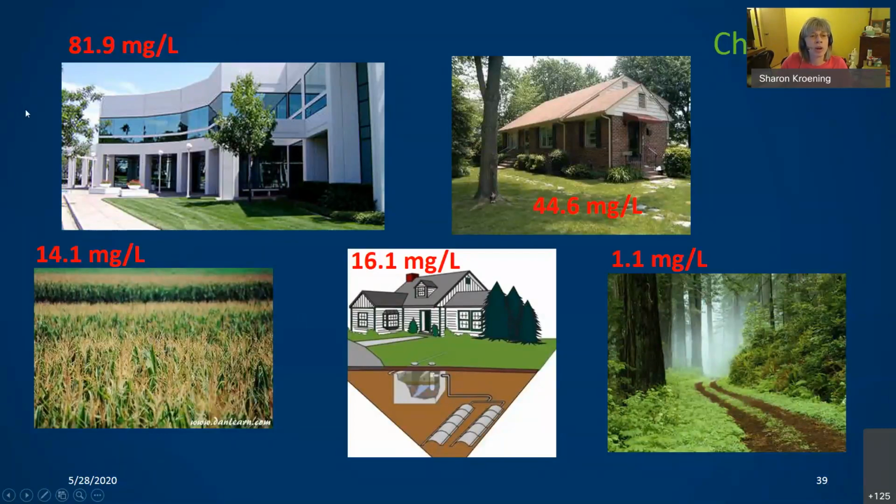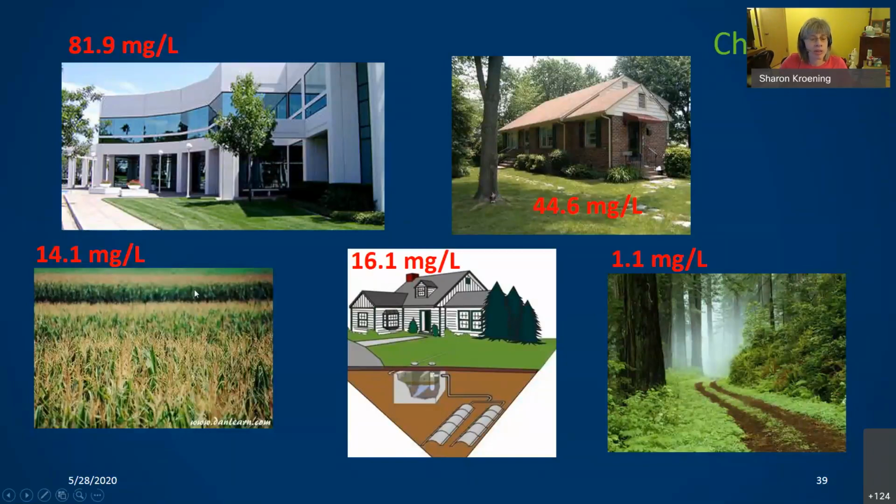And what I wanted to point out with our monitoring is we found the highest concentrations of chloride tend to occur in the shallow groundwater underlying commercial areas, where the median concentration was almost 82 milligrams per liter. And the next highest median chloride concentrations in the groundwater was the shallow groundwater underlying sewered residential areas, where the median concentration was about 45 milligrams per liter.